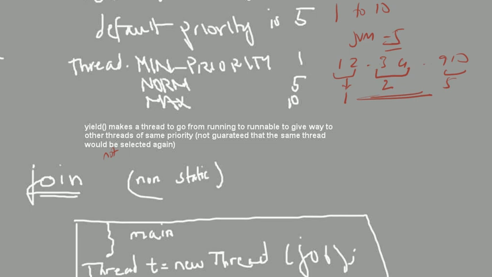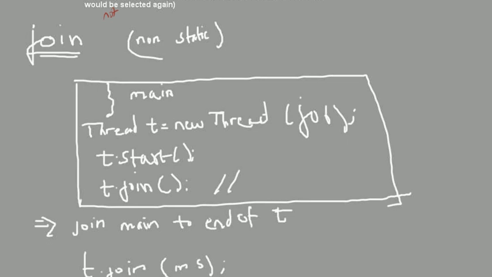Now another one is join. It's a non-static method. Here your main method is executing this piece of code, and you do t.start(), and then you do t.join(). What this means is you're asking the main method to join to the end of t. That is, the main method should wait until the execution of t completes, and join at the end.